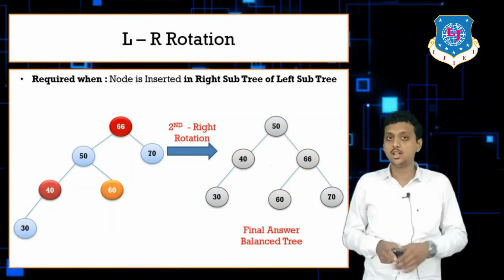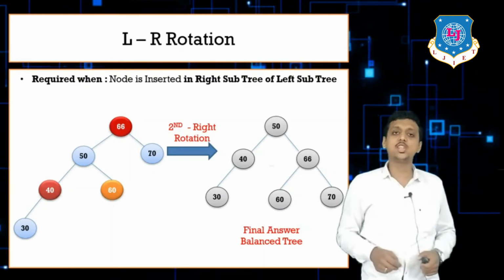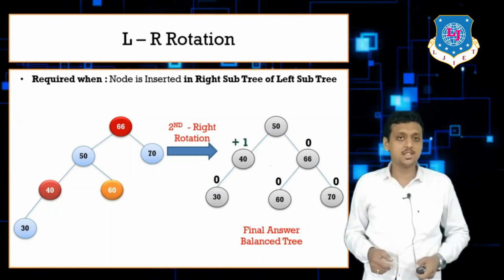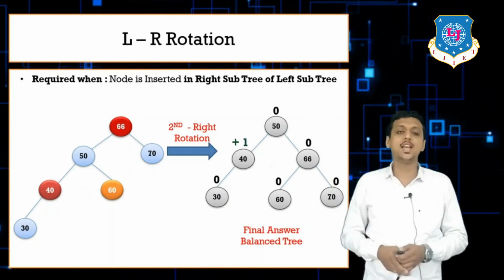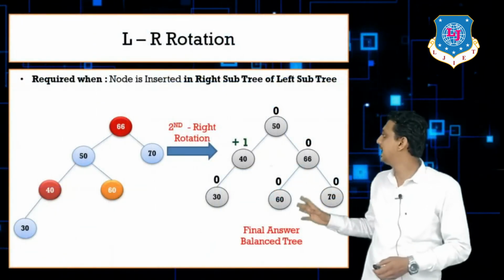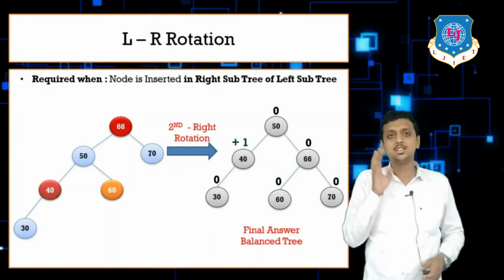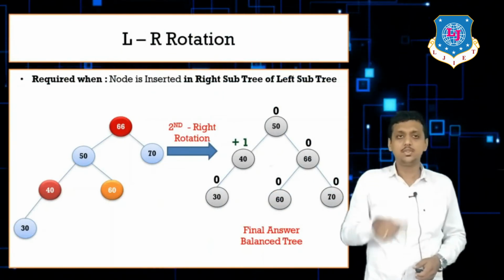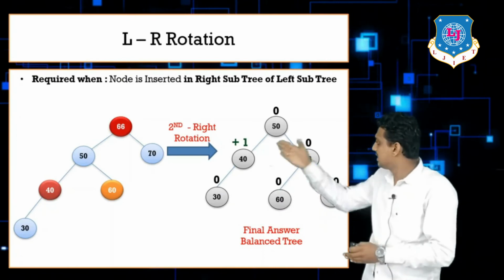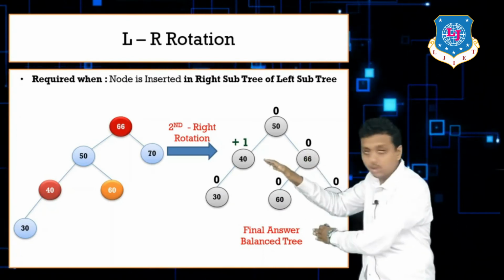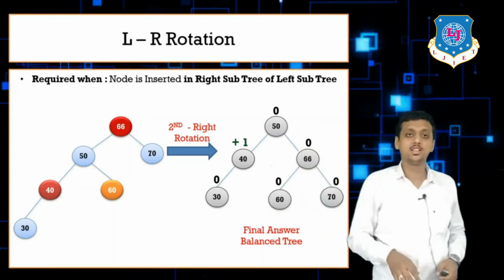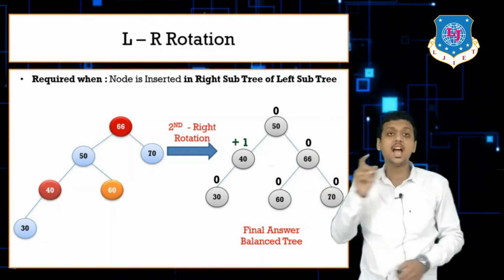Okay. Now wait. After completing, or after getting the answer, we need to check the balancing factor again. So all nodes contain 0, 40 has +1, 66 has 0 and 50 has 0. So now my tree is a balanced tree. Okay. So students, these are the 4 rotations we have seen. First one is a left rotation. Okay. So students, when your tree becomes right heavy, you need to give left rotation. When your tree becomes left heavy, you need to give right rotation. There are 2 rotations. Then we have RL and LR.